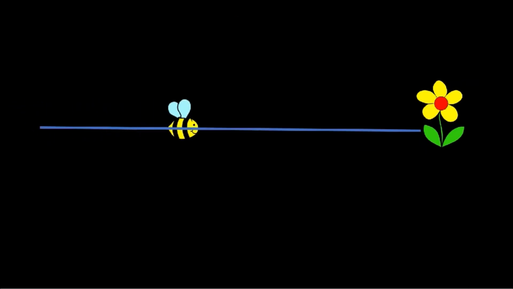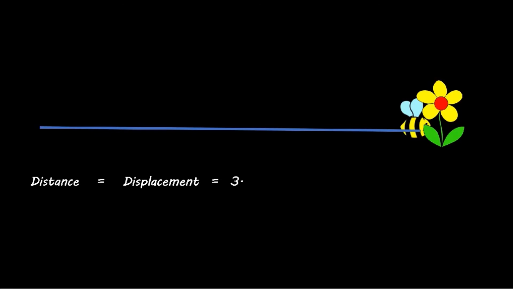Now in the second case, as one can clearly notice, B has taken a straight path without any curves. So distance, which is the total path, is the same as displacement, which is the minimum possible path, which in turn is 3.5 meters.